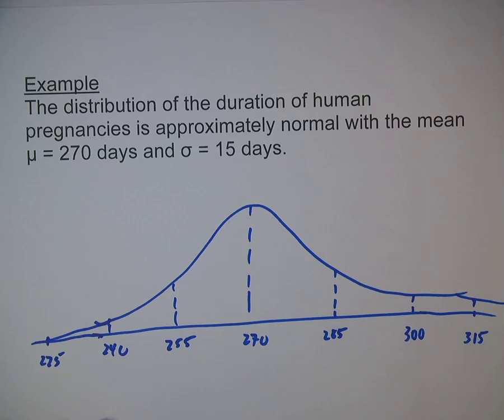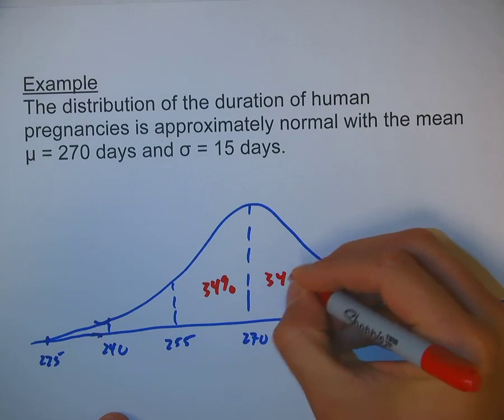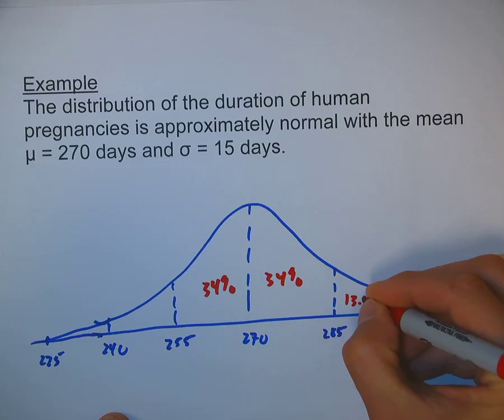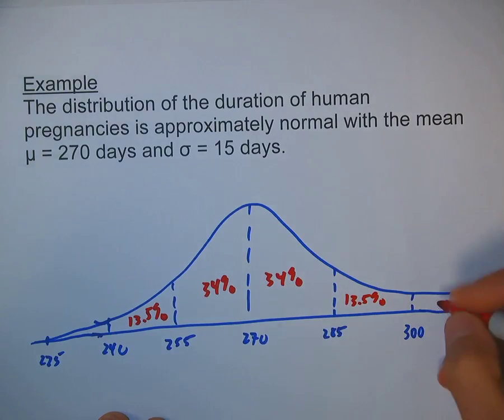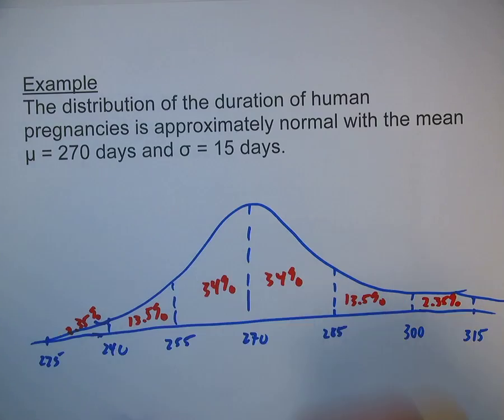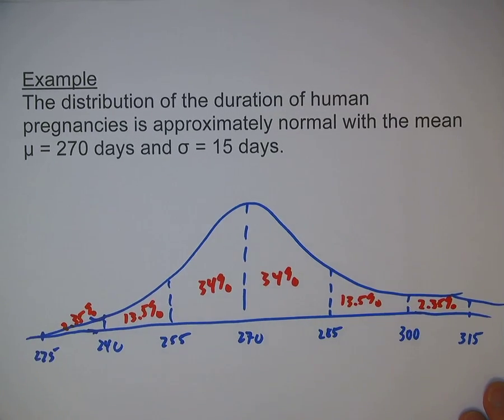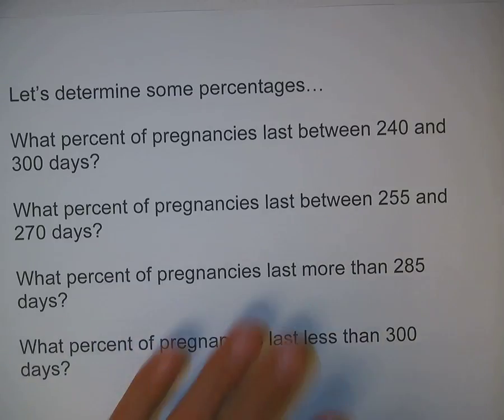Okay, so then again, I'm going to have my same values in each of these. I'll just mark the first couple. So this is 34%, 34%, 13.5%, 13.5%, 2.35%, and 2.35%. Okay, now based on this picture, let's answer some questions involving percentages. We'll come back to this picture in a minute.